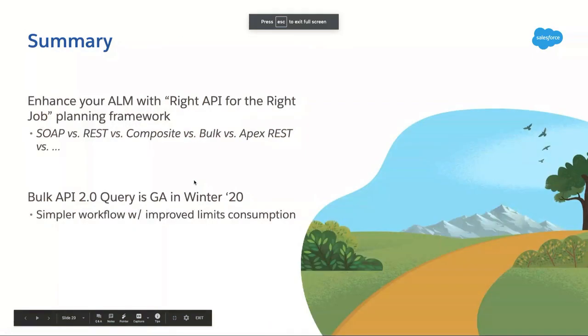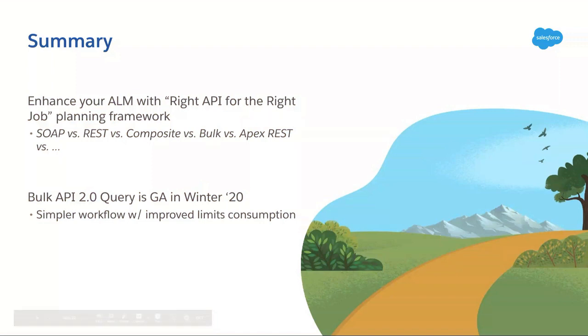Okay, so in summary, we provided a framework for everyone to enhance their application lifecycle management process to choose the right API or the right APIs for the right job. We then exercised that framework for an example scenario, and that exercise led us to the Bulk API. And through better planning and research, we were able to arrive upon the newly generally available Bulk API 2.0 query, which has a much simpler workflow and improved limits consumption to perform an operation of extracting a large amount of data from your org.